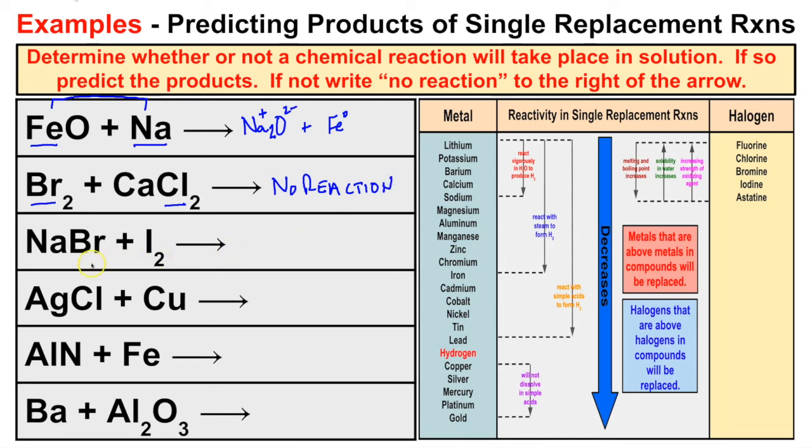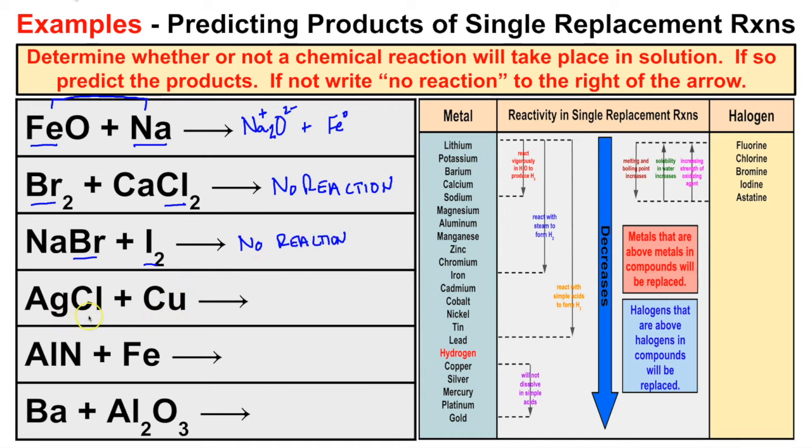Let's take a look at this one. Sodium bromide reacting with iodine. So what we have to figure out is if this halogen here is going to replace this halogen. Remember that in single replacement reactions, metals replace metals and halogens replace halogens. So if I2 is above Br, or if iodine is above bromine or bromide on our halogen list, then yes, it will be replaced. Iodine is right here. Bromine is above it. So will a chemical reaction take place here? No reaction is going to end up taking place here either.